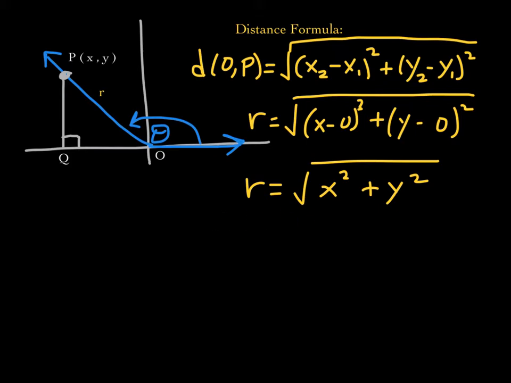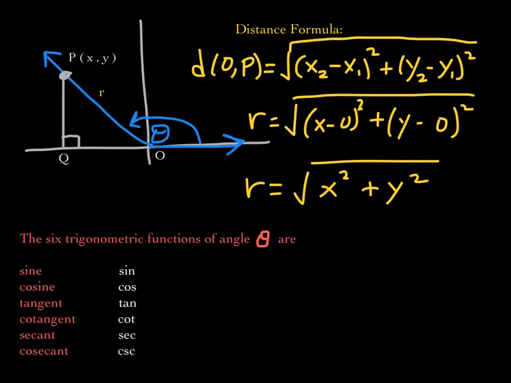Now, let's talk about our 6 trigonometric functions of angle theta. The 6 trigonometric functions of angle theta are the following: sine, cosine, tangent, cotangent, secant, and cosecant. Let me write those down. So here are the 6 trig functions that you and I will be studying in this course, and these are the abbreviations. We will hardly ever write out the functions entirely. Most of the time we'll be using their abbreviations. Okay, so let's actually define what these functions are, or how they're defined for an angle theta.